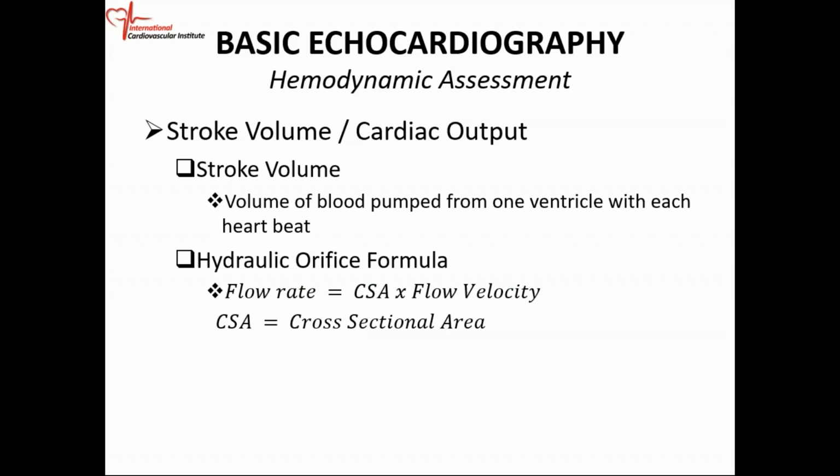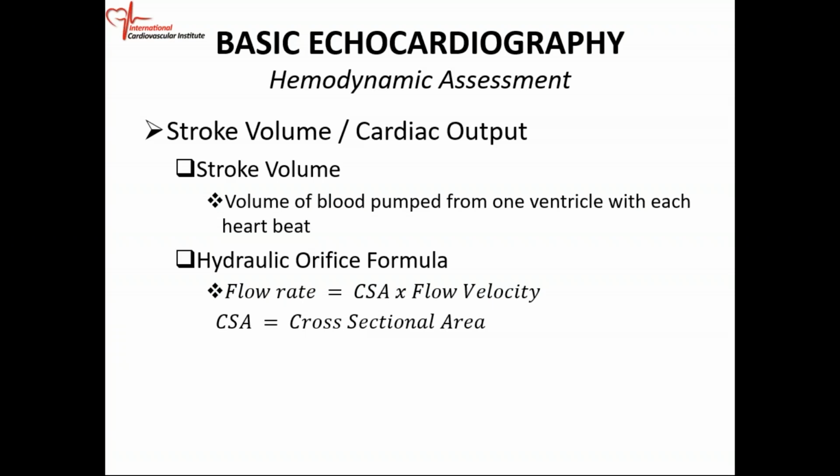Flow rate is equal to the cross-sectional area times the flow velocity. So if you want to calculate the flow rate in, say, a pipe, a pipe is a tubular structure, and it's going to have a cross-sectional area. Where the fluid enters, you get a cross-sectional area, and you can calculate it. And if you know the flow velocity, you multiply the cross-sectional area times the flow velocity, and you get the flow rate.